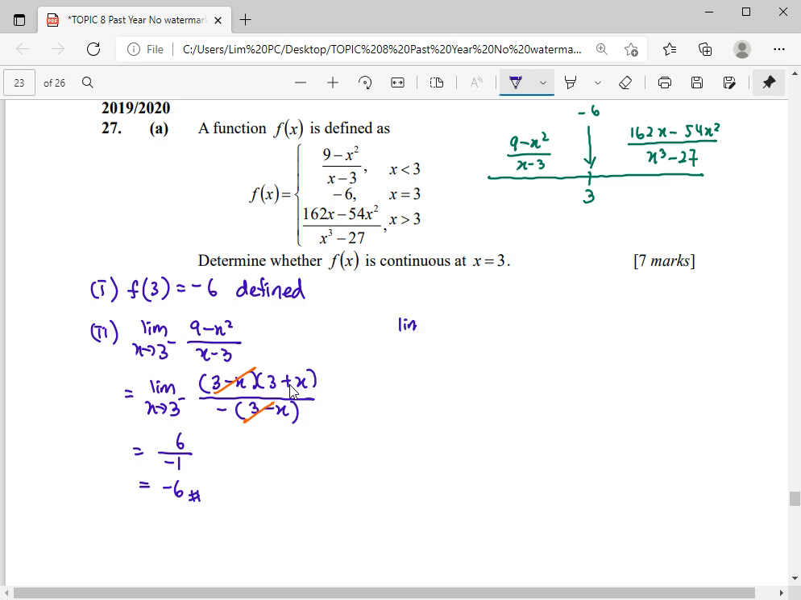So we try the other part, the limit from the right hand side. We try to substitute our value of 3 here. It also gives us an indeterminate form. So when we have an indeterminate form involving a polynomial, we can try to factorize our polynomial here. When you substitute x equals 3, our factor is x minus 3. For the cubic, x cubed, I divide out our factor, x minus 3.